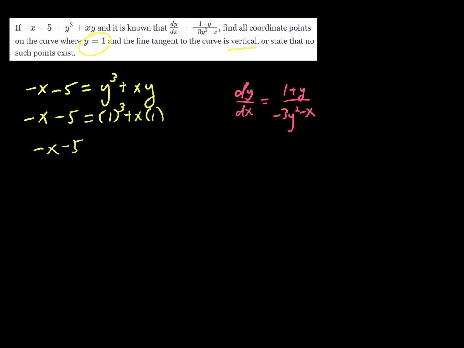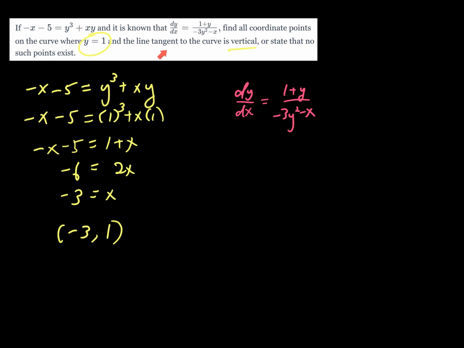This is minus x minus 5. That's going to give us 2x over here. Subtract the 1, you get negative 6. x is negative 3, which means we have 1 xy point. When y is 1, x is negative 3. So we have the point negative 3 comma 1.